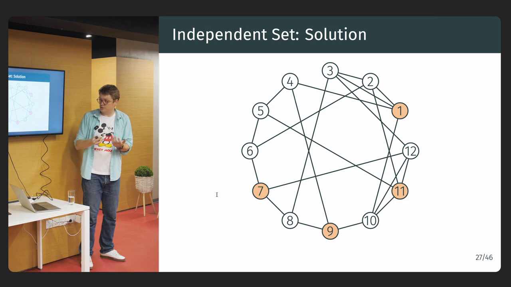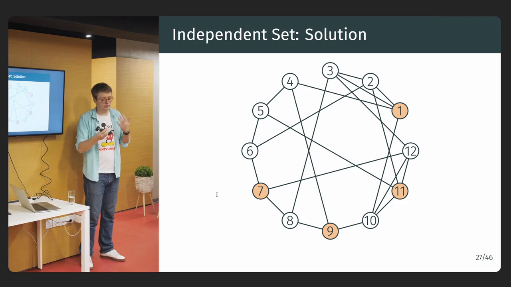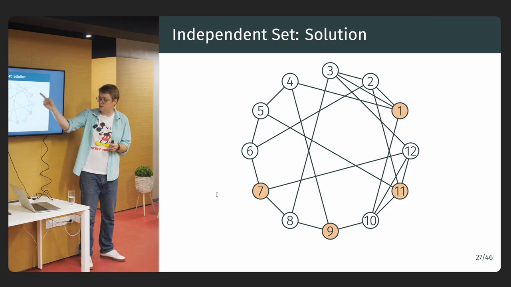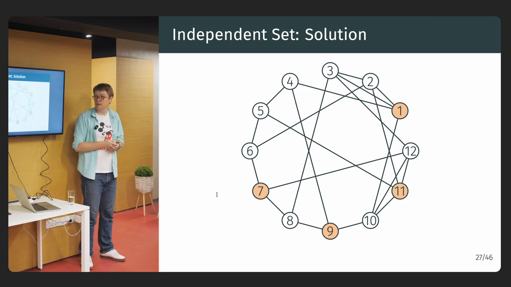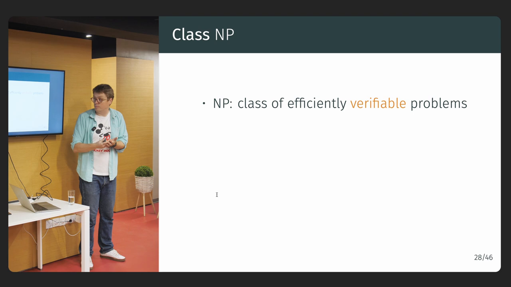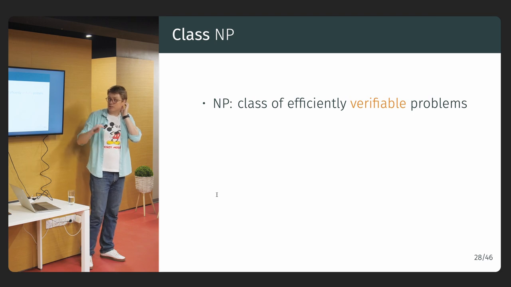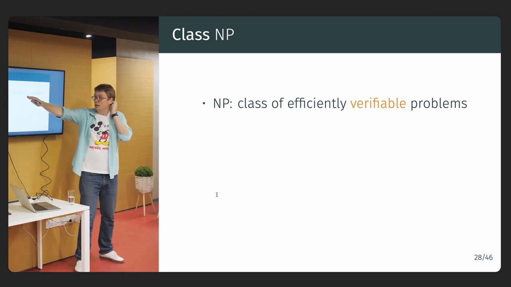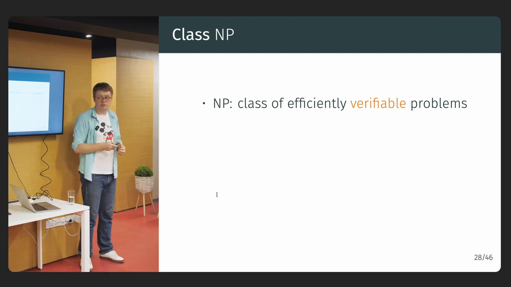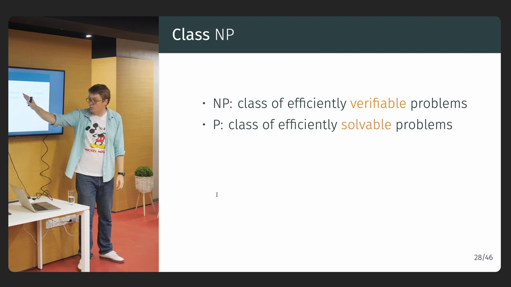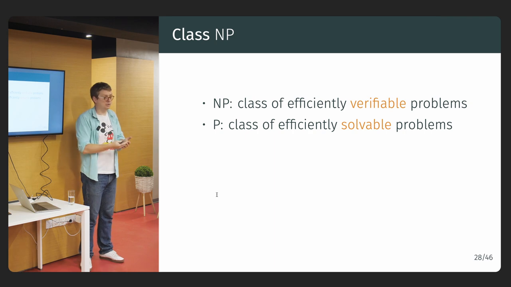And this shows the difference between verifying a solution and finding a solution. Verifying a solution is easy, but how to find a solution is not always clear. And this is a fundamental property which led some 50 years ago to the introduction of the class NP. This is the class of all problems for which we can easily verify a solution. And P is the class of all problems for which we can easily find a solution.